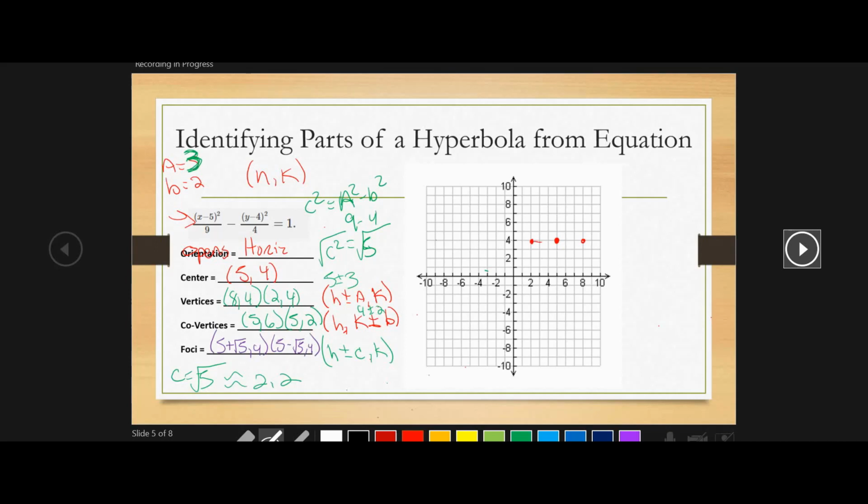So this is our major axis. And let's do the minor axis. Our minor axis is 5, 6, and 5, 2. So this is our minor axis.